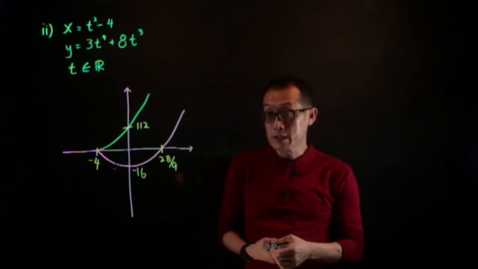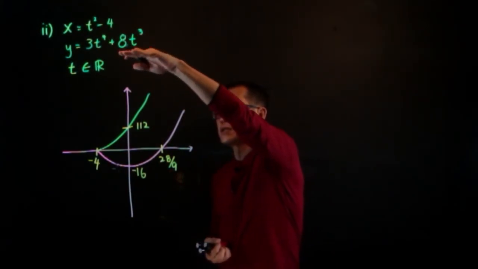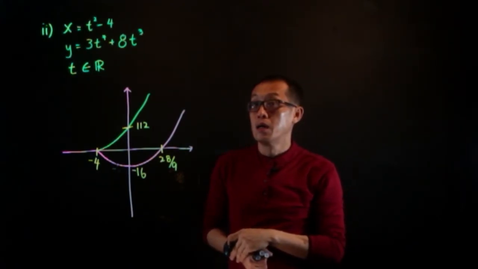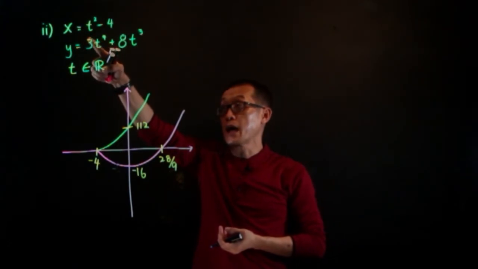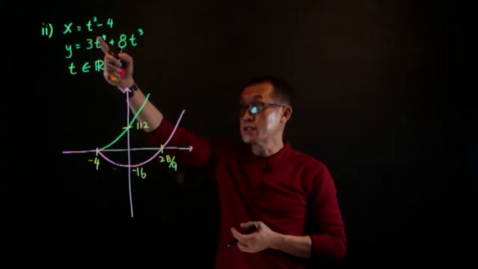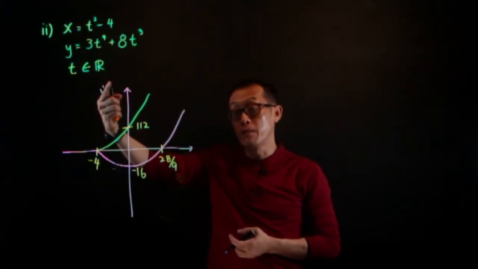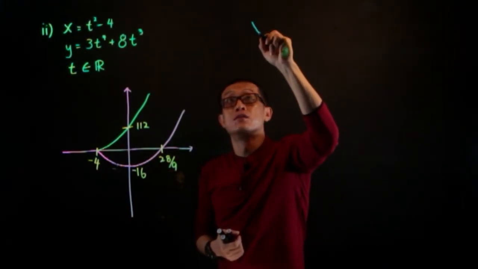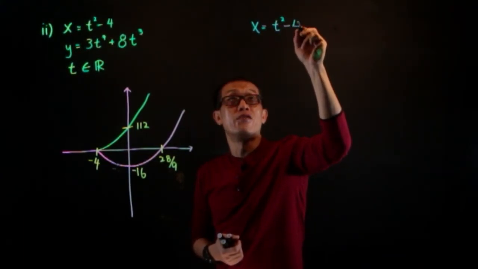Now to express it in the form of a Cartesian equation, you look at these two equations. Now, what do you have? If you express x in terms of t, then you can substitute into y and you can get rid of the t. Then your equation will be in the form of x and y only. So let's do that. So x equals t squared minus 4.